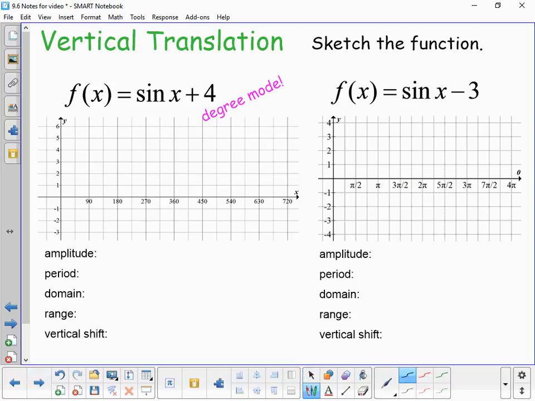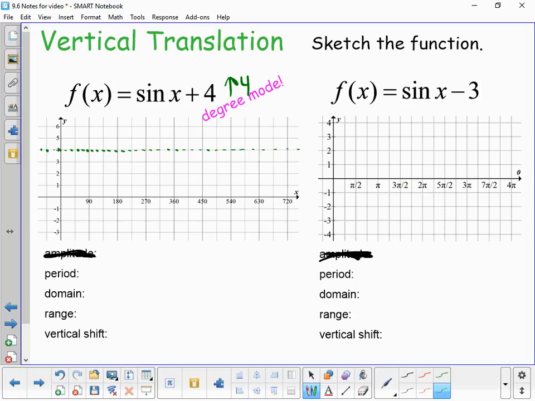So we didn't talk about that yet, sorry. So if we want to graph the sine of x plus 4, we're adding the constant 4 to the function. So what that means is that the function is shifting up 4. Our midline is now going to be up here. That's going to be the middle of the function.